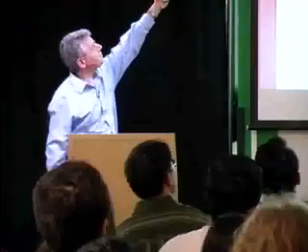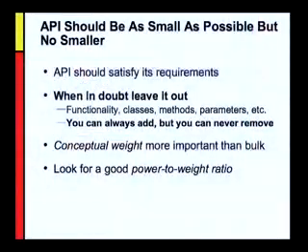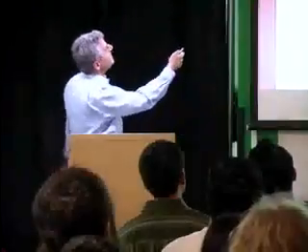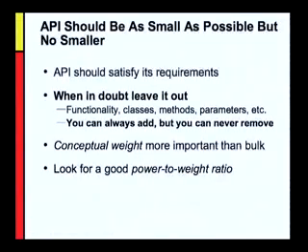An API should be as small as possible, but no smaller. This principle is usually attributed to Einstein, although I looked really, really hard, and I don't believe he ever said it. I believe he probably believed it, but he didn't say it. At any rate, the API should satisfy its requirements, and if you only remember one thing from the talk today, please remember this: when in doubt, leave it out.